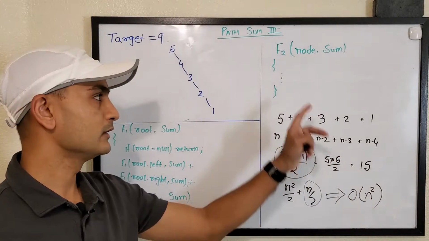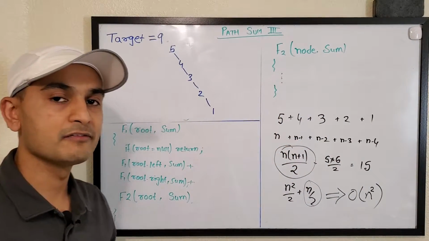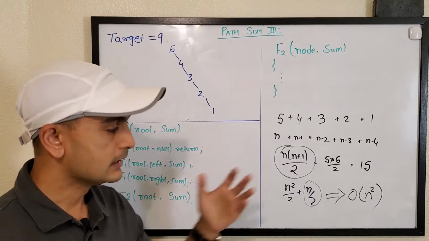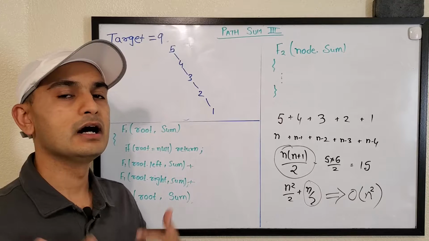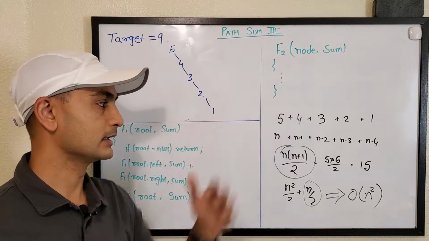That's our time complexity for the two function approach, O of n square. Now that we understood the time complexity of this approach, we can go and optimize it.